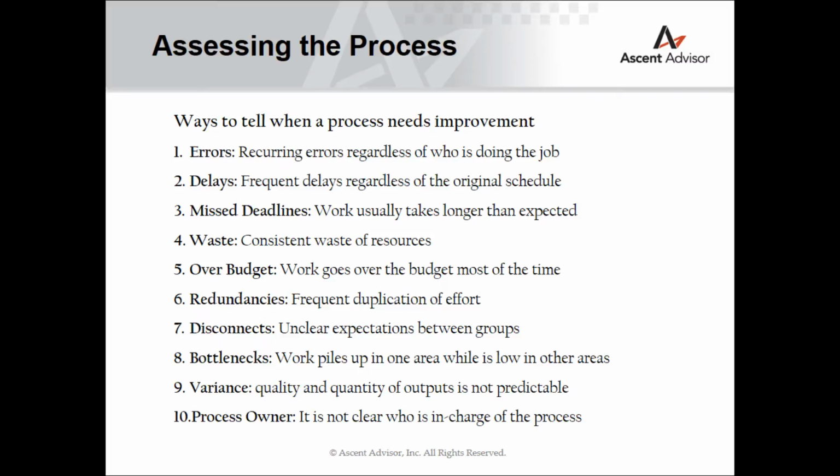7. Unclear expectations between groups, causing disconnects. 8. Work piles up in one area while it is low in other areas, creating bottlenecks. 9. Quality and quantity of outputs is not predictable. There is a lot of variance in the output. And 10. It is not clear who is in charge of the process, so there's no clear process owner. These are 10 easy ways to assess whether the process needs improvement.